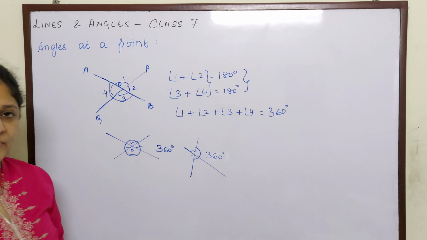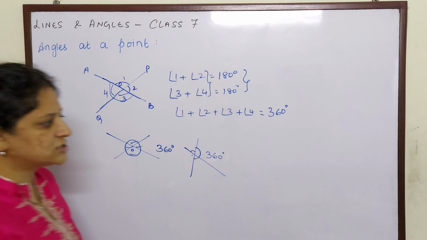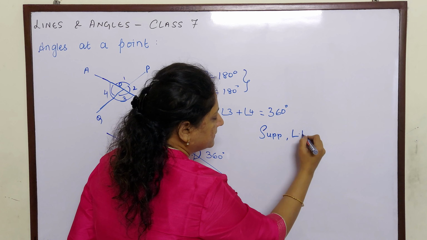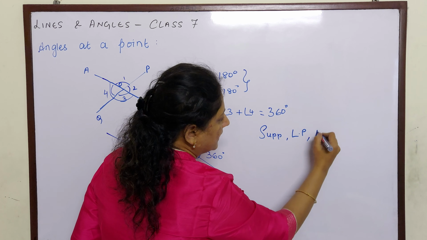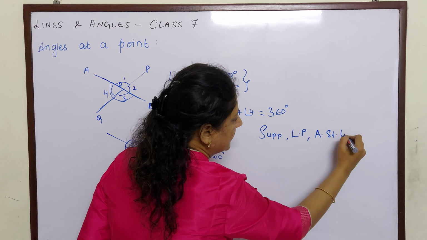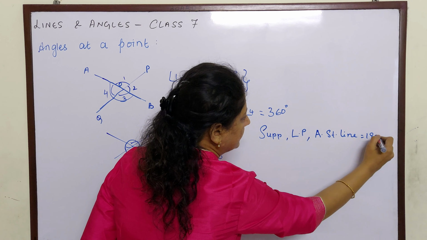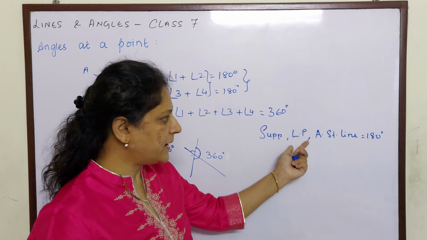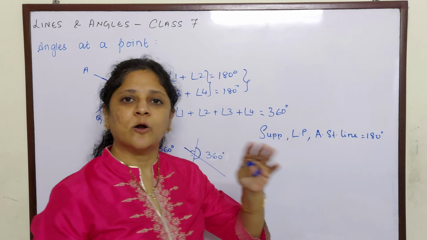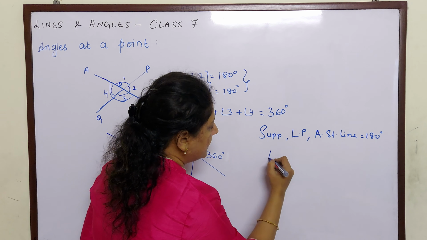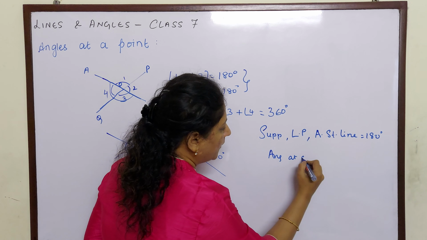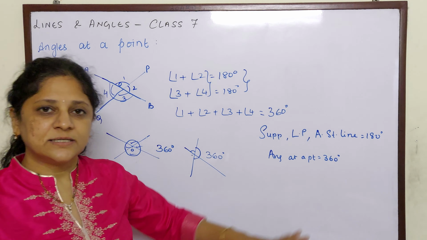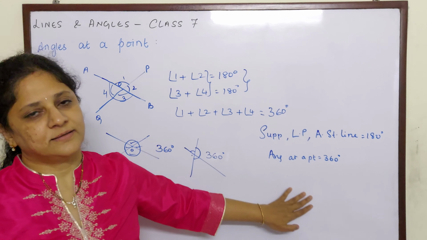So what have we learnt in this class, children? Supplementary angles, linear pair and angles on a straight line, they are all 180 degrees, right? Supplementary angles, linear pair, angles in a straight line are all 180 degrees, whereas angles at a point is 360 degrees. So this is what we have learned in this video.